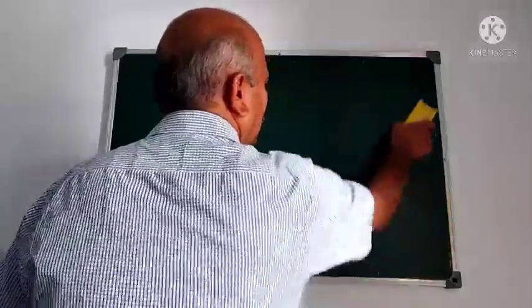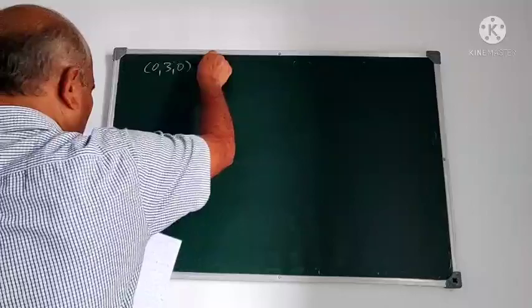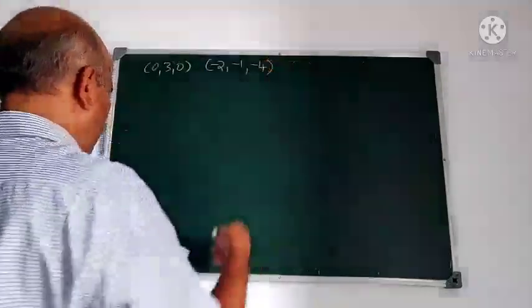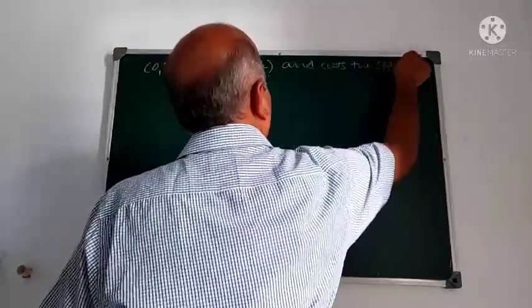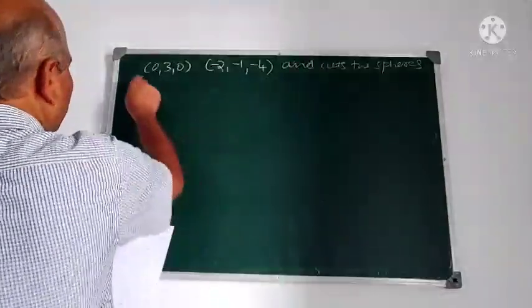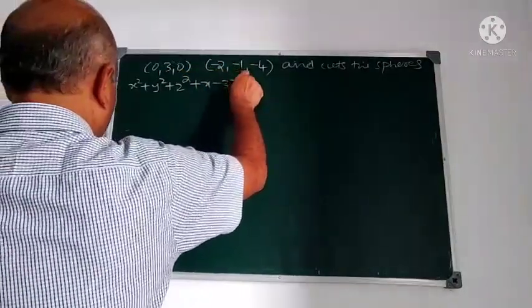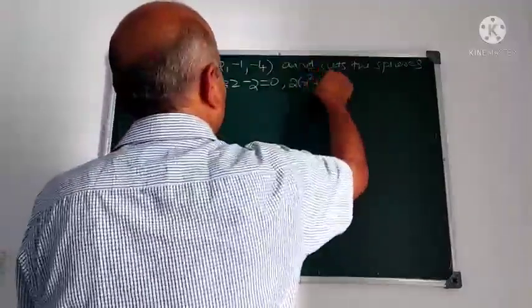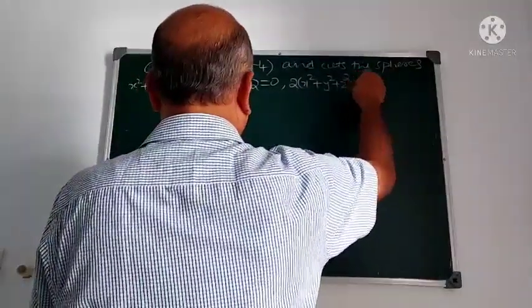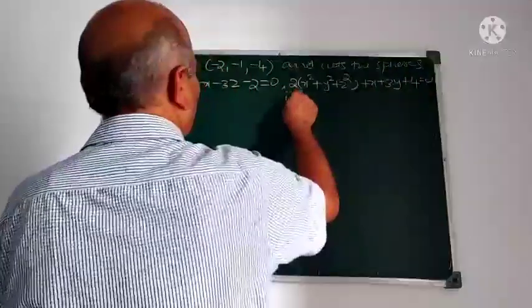Now I take one 5 marks problem. Find the equation of the sphere through the points (0, 3, 0) and (minus 2, minus 1, minus 4) and cuts the two spheres given here, x square plus y square plus z square plus 6x minus 3z minus 2 is equal to 0 and 2 into x square plus y square plus z square plus 6x plus 3y plus 4 is equal to 0 orthogonally.